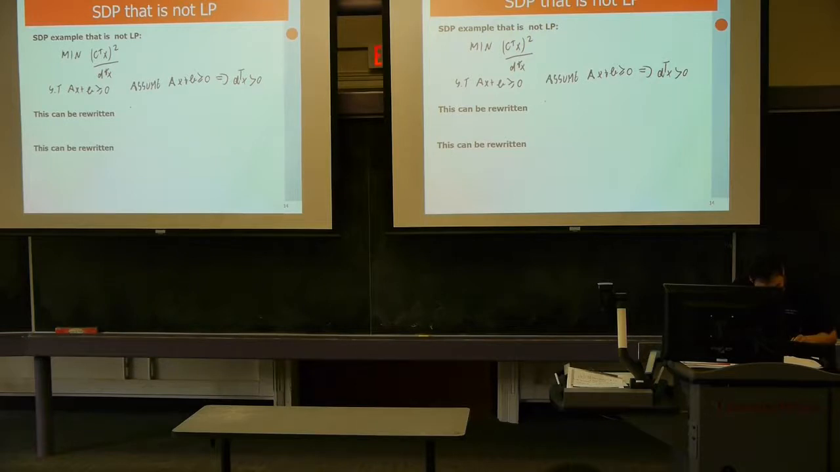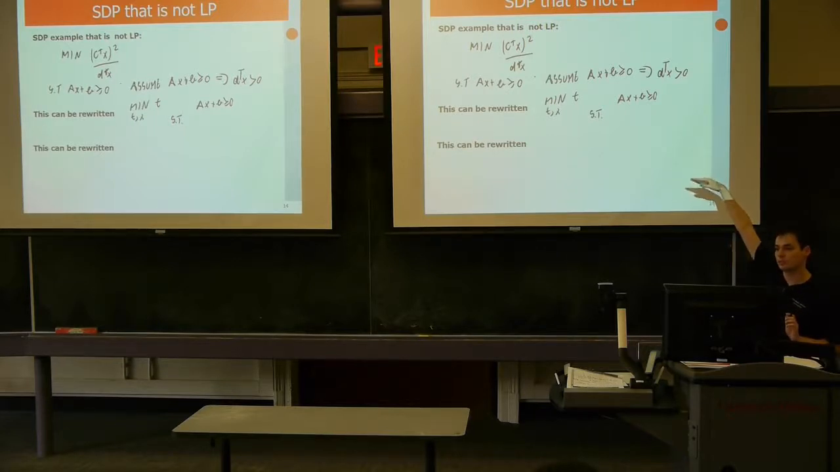The first observation is that we can rewrite this problem as: minimize t over t and x subject to Ax plus b is non-negative. And what's my other constraint? I want to rewrite this problem in such a way that I simplify the objective. So instead of using this ugly objective, I just want to minimize t. It's a very often used trick that you can replace a complicated objective by moving it to constraints. So what would be a good constraint now? I cannot hear you.